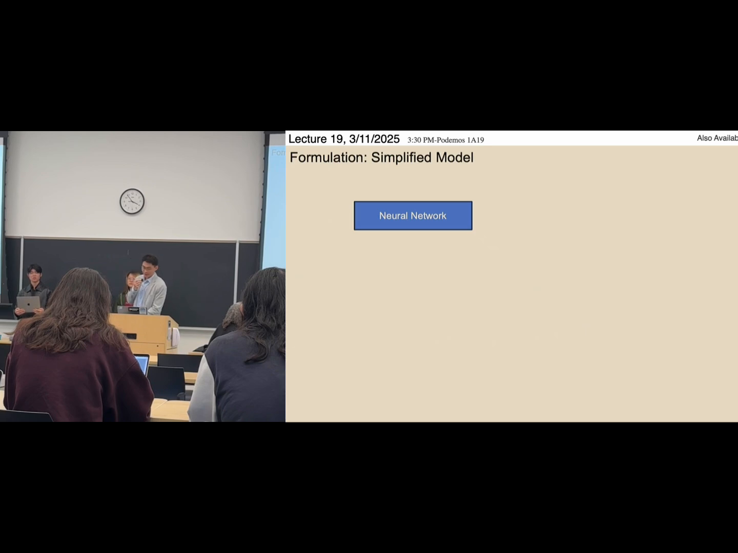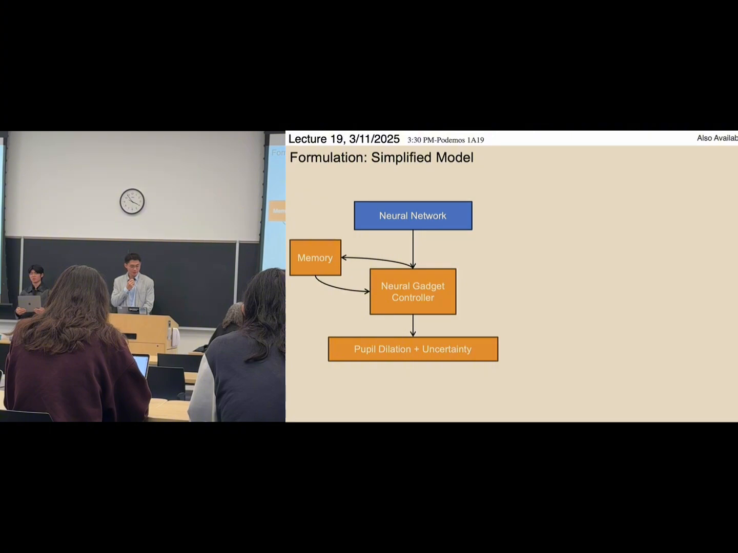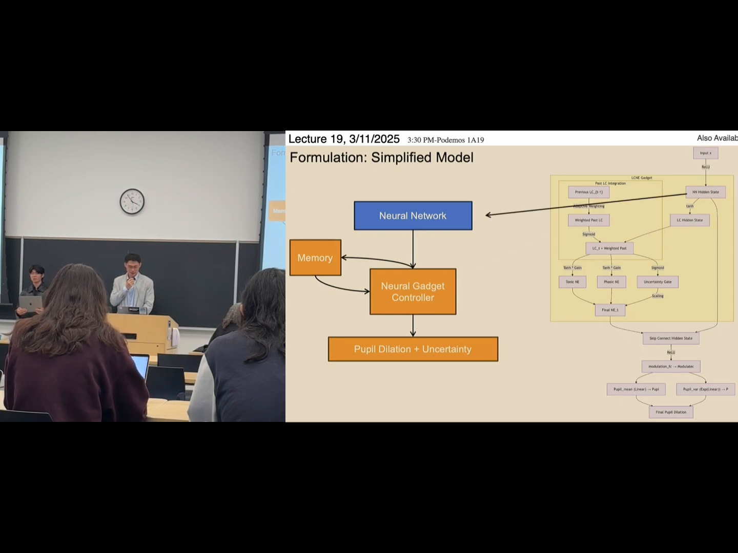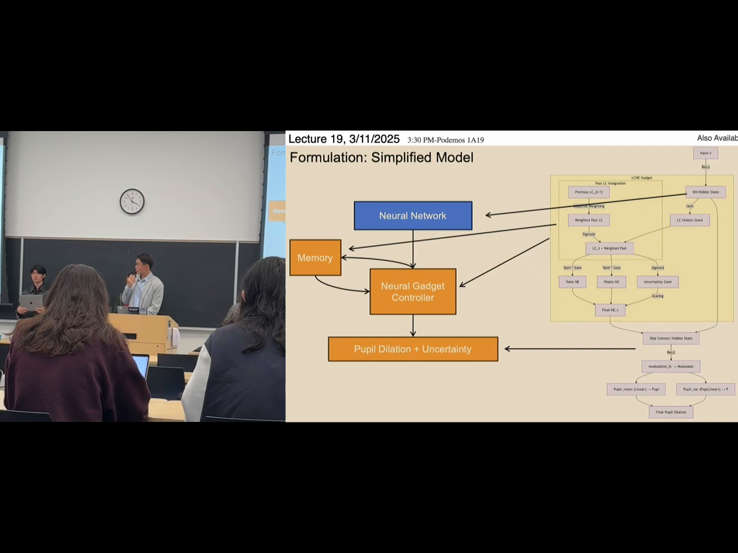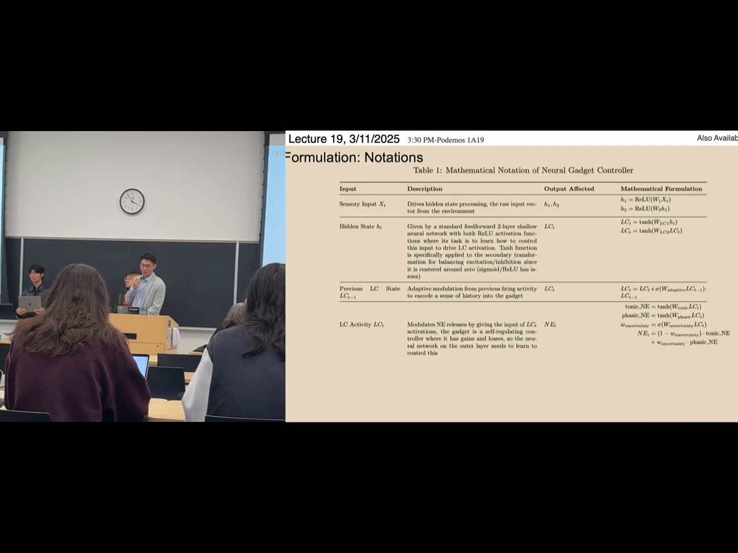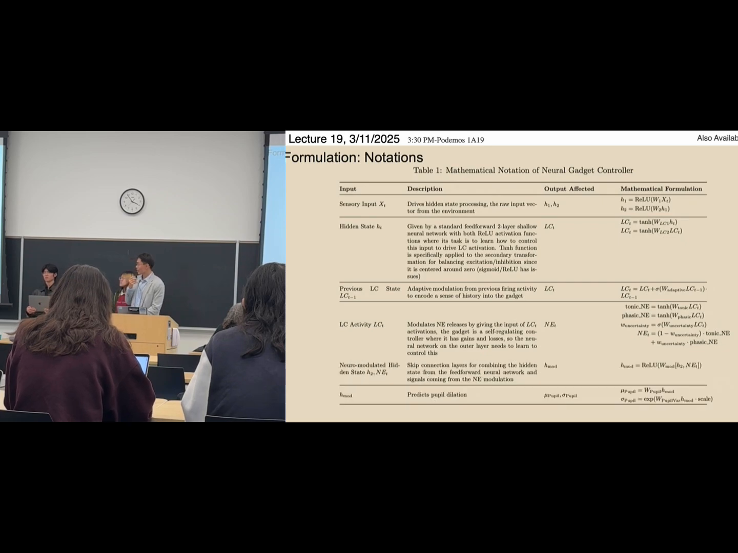So, simplifying it, we have a neural network. We have this controller, some sort of memory, and then pupil dilation with uncertainty as prediction. So this is fitting to the data set. And this is how our full model actually looks. And then incorporating it into each section, it looks like this. And here is just some mathematical formulation. I'm not going to go over it at all. This is more for discussion later if anyone is interested.